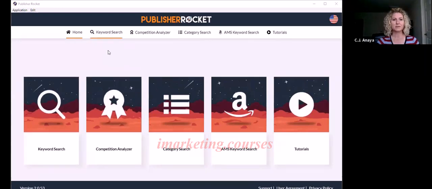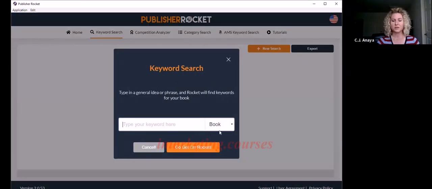So the first thing we want to do is go over the data, basically what numbers you're looking at and what you should be looking for when assessing whether or not a keyword is good for you. In the spirit of the book description that we're using, let's talk about CrossFit. We're just going to type in a broad keyword or a broad topic.